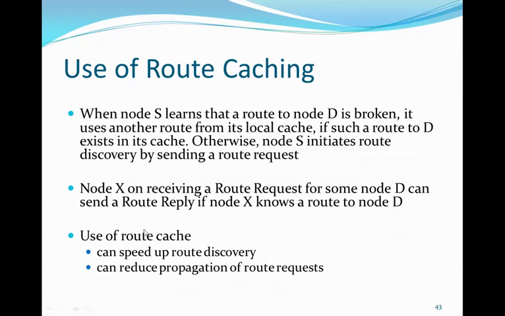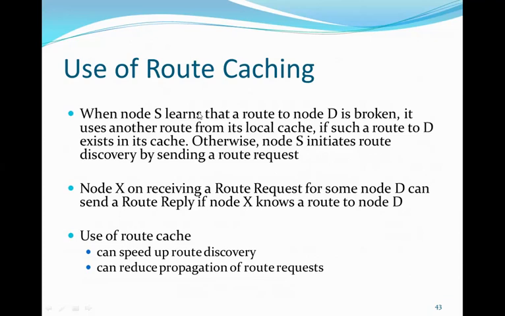So when node S learns that a route to node D is broken, it uses another route from its local cache, if such a route to node D exists. So when such a route exists in the cache, then it can use it. Otherwise, if there is no route available, then node S will perform the route discovery process. And as we discussed earlier, normally while using the 802.11 protocol we consider that these links are bidirectional. If these links are unidirectional, then node D will also perform the same route discovery process followed by node S.